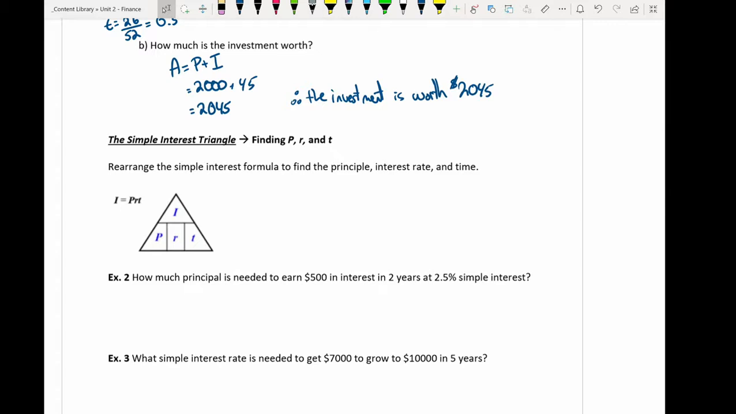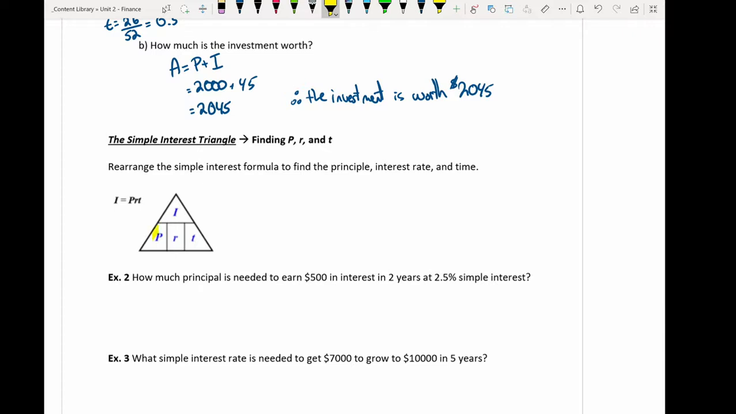We've seen this triangle before when we looked at trig. We may also have seen it in science. So again, the way it works is you cover up the value that you're looking for, and then whatever's left over is your formula. If the letter's over top of another one, that means divide. If it's beside another one, that means multiply.